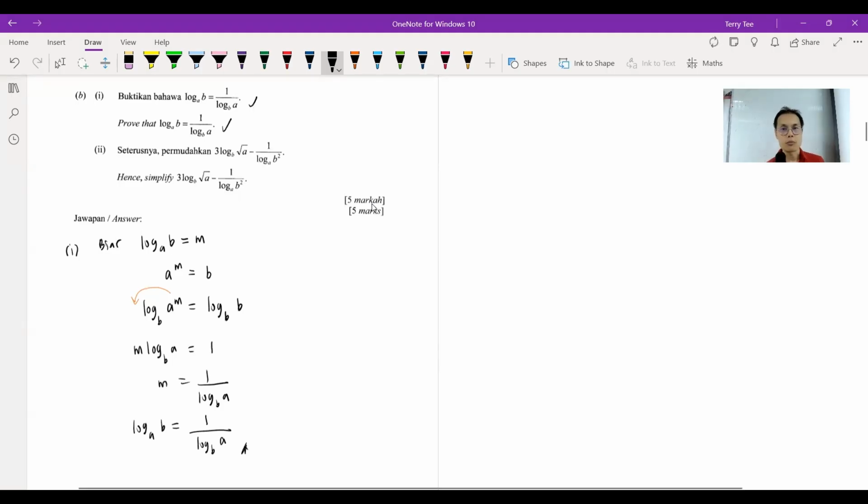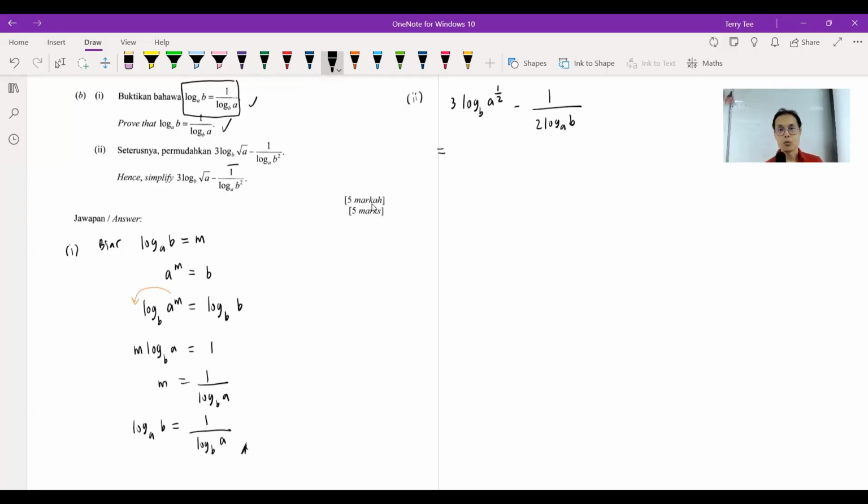All right, this is B Roman 1. B Roman 2, I'm going to do it here. Seterusnya, pemudahkan this. So if you look at this, the B is just 1 over that. We can just do reverse. But there is a 2 sitting in front. So when I want to pemudahkan this, maybe I can bring the power half. I do very slowly here. Square root means power half. I write like this. Then I'll bring the power 2 in front, log base AB.